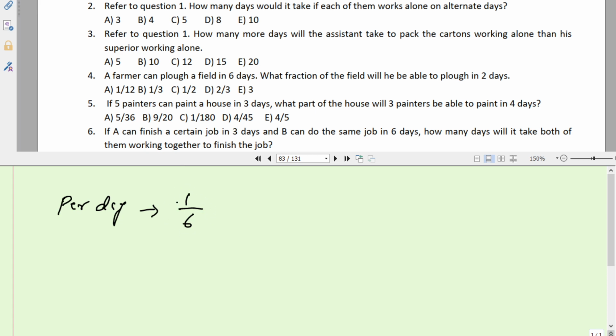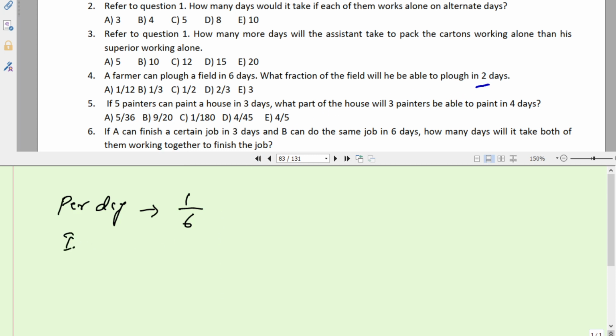Actually, you can call it rate. So per day it's 1/6. So if you want to find out how much work he is doing in 2 days, you multiply it by 2. How much work he is doing in 3 days, you multiply it by 3. How much work is he doing in 6 days, you multiply it by 6. So 1 means complete job. So whenever you get 1, it means the job is finished. But the question is asking how much work is being done in 2 days. So you multiply this by 2.